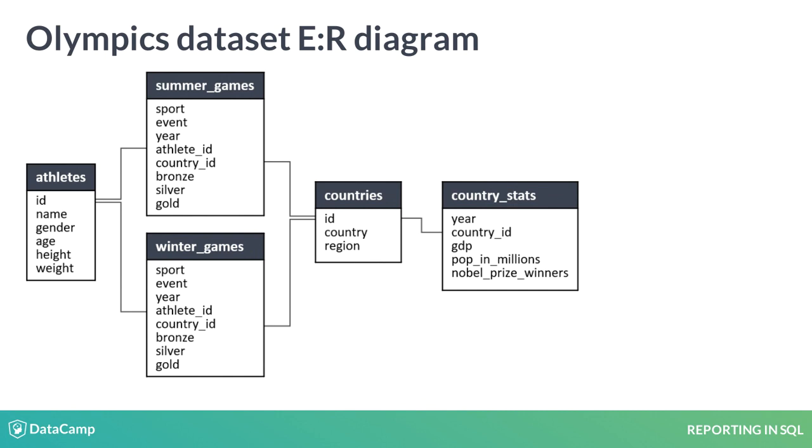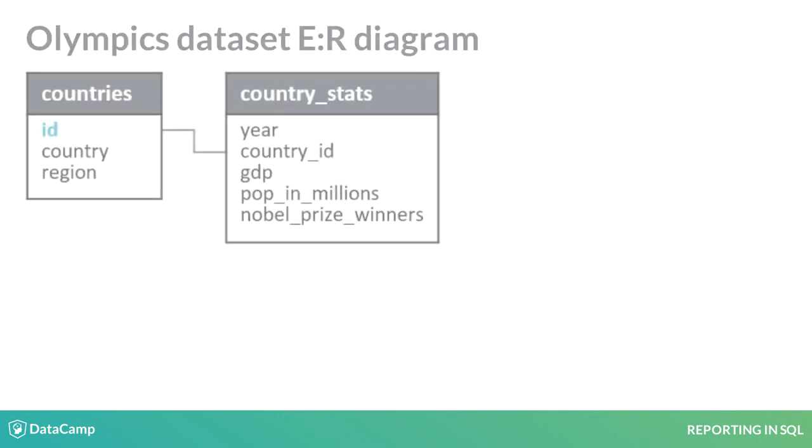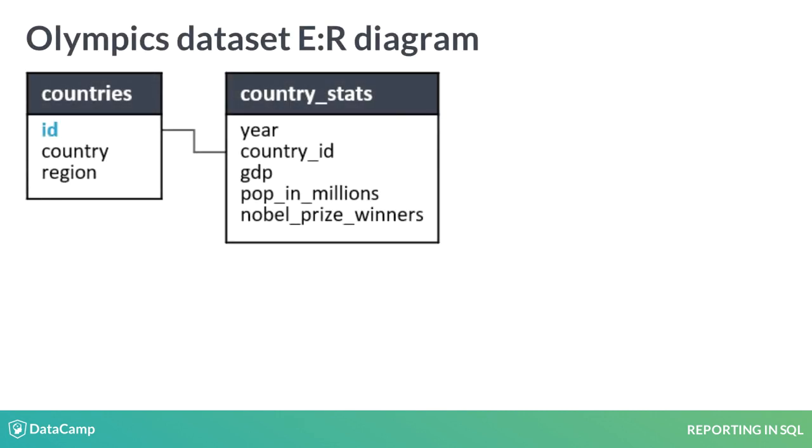Here's the ER diagram of our Olympics dataset. It consists of 5 tables: Summer Games, Winter Games, Athletes, Countries, and Country Stats. Pay attention to the fields found in each table. You'll notice several ID fields. An ID field represents a unique object and allows for joins between 2 tables.